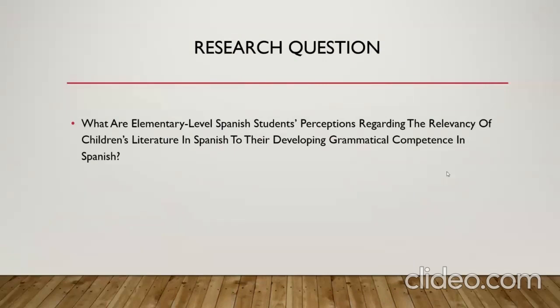So the research question that framed the study was: what are elementary level Spanish students' perceptions regarding the relevancy of children's literature in Spanish to their developing grammatical competence in Spanish? Particularly looking at the second phase of the study, where a specific children's book was utilized to deepen students' developing knowledge of a particular feature of Spanish, and gathering feedback regarding students' perspectives on the strengths and weaknesses of the course unit.